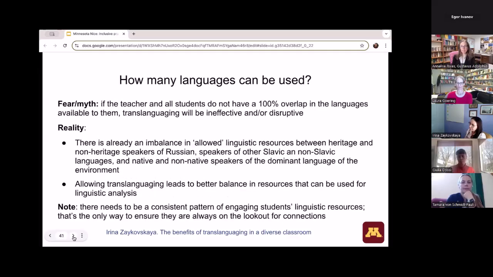Slide, please. How many languages can be used? Again, another fear is that if the teacher and all students do not have 100% overlap in the languages available to them, then translanguaging is not going to be effective or can even be disruptive. But the reality is that we already have a kind of built-in imbalance in various ways. It can be because we have both heritage and non-heritage speakers of Russian and learners of Russian. We may have speakers of other Slavic versus non-Slavic languages. We may have native and non-native speakers of the dominant language of the environment, the language through which the instruction is taking place.